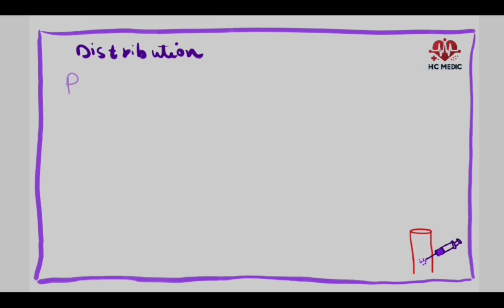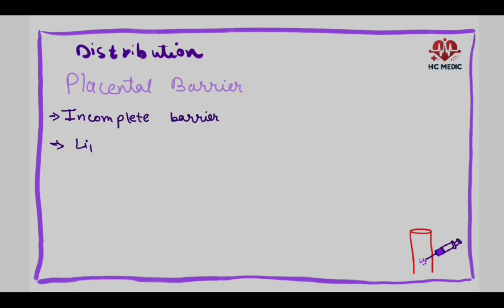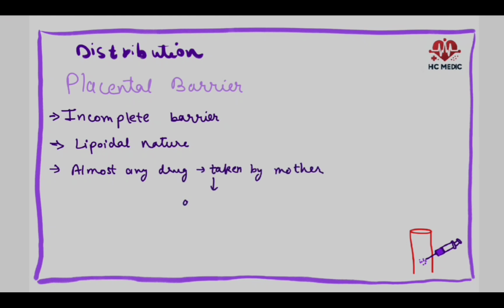Now next we will see the placental barrier, and what importance it carries. The placental barrier is an incomplete barrier, and this is also lipoidal in nature. So lipophilic drugs can easily pass through the placenta. Almost any drug taken by the mother can affect the fetus, because most drugs are lipophilic. So during pregnancy the drugs have to be prescribed very carefully. Okay, so there is free passage of lipophilic drugs because it is an incomplete barrier.